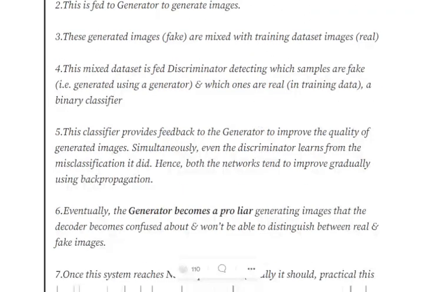This discriminator will provide feedback to the generator to improve the quality of the generated images. If it is producing poor quality images, the discriminator will easily be able to guess, okay, these are fake images. And with the same error, the discriminator is also trying to learn that, okay, the next time, if it is marking some fake images as real, it should not repeat the same mistake. So both the networks are getting trained, both are getting feedback and improving gradually using backpropagation.